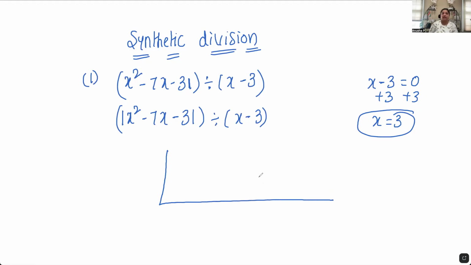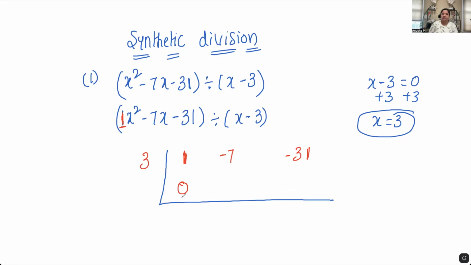For that, we need leading coefficients. What are leading coefficients? The number in front of the variable. Like if the degree is 2, that is the highest degree in this question. Here the leading coefficient is 1. Okay. For the second term, the leading coefficient is minus 7. And the third term is a constant, minus 31. Now we have to do dividing by 3, so we'll write 3. Always we have to keep 0 here.